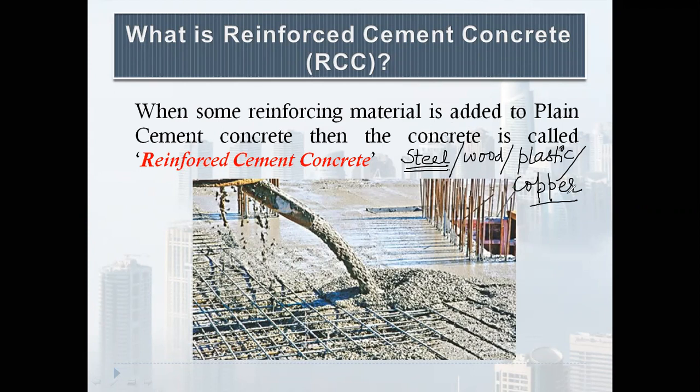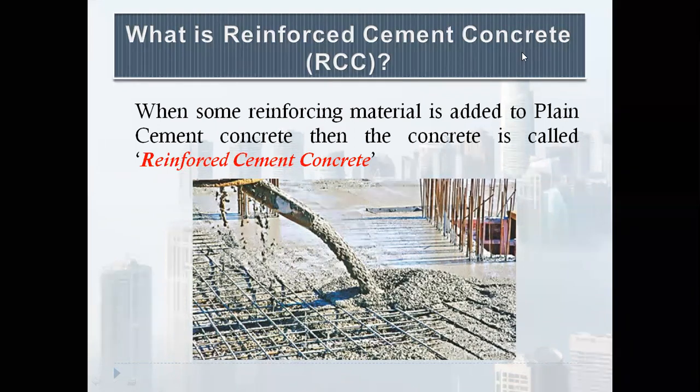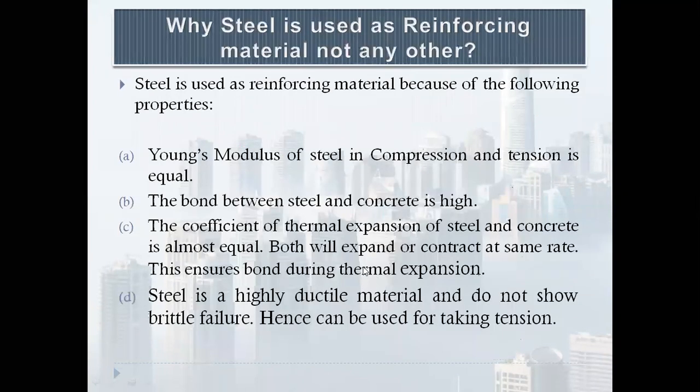If every metal could be used, then why are we going for steel? Now let's move on to why we are going for steel. Why is steel used as reinforcing material, and not any other? The very first reason is the Young's modulus of steel, which you have read in structural mechanics. It is basically the strength property of the material. Young's modulus is the same in compression and tension for steel.